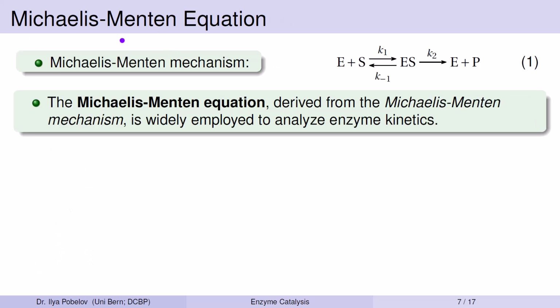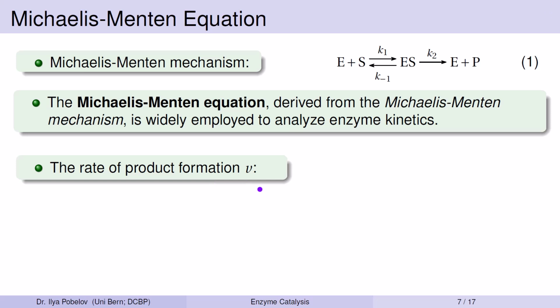The Michaelis-Menten equation, derived from the Michaelis-Menten mechanism, is widely employed to analyze enzyme kinetics. The rate of product formation in an enzyme-catalyzed reaction, V, is a key aspect of the Michaelis-Menten mechanism. It can be mathematically expressed as V equals the derivative of the concentration of P with respect to time, which equals K2 times the concentration of the enzyme-substrate complex ES.